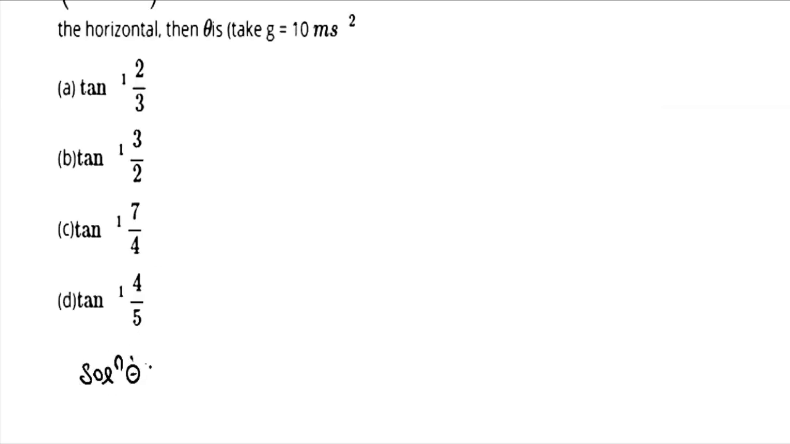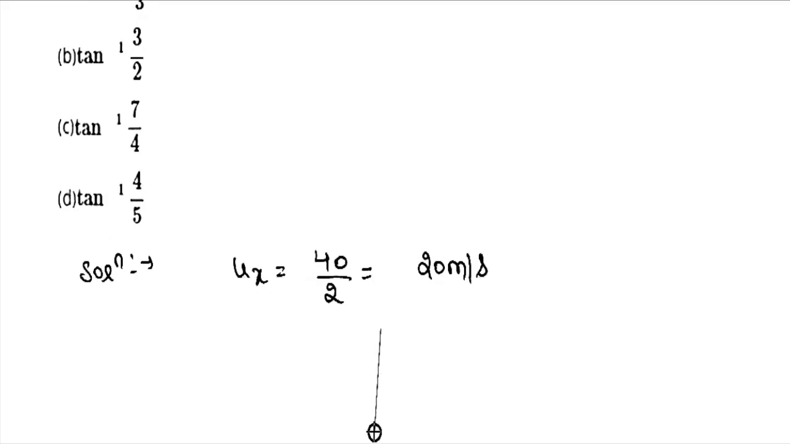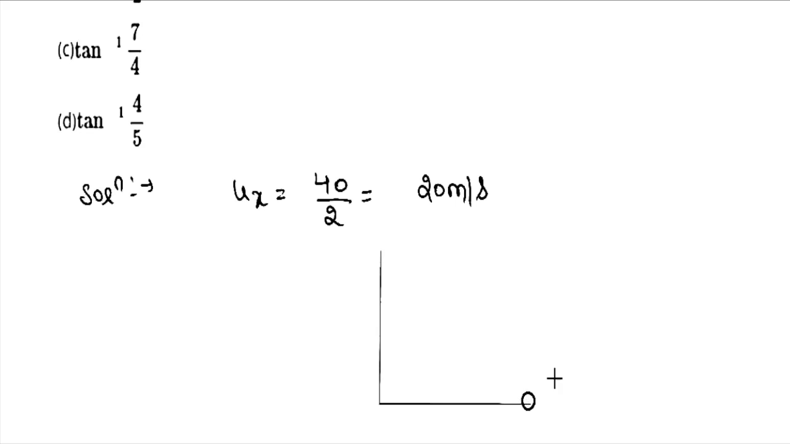So the solution of this question is: we have the initial horizontal velocity. ux is given by 40 at time 2 seconds, so we get ux equals 40 divided by 2. So this is 20 meter per second. So we can draw the initial diagram here, a diagram on the x and y axis. In this direction we have uy, in this direction we have ux, and our velocity u is in this direction.